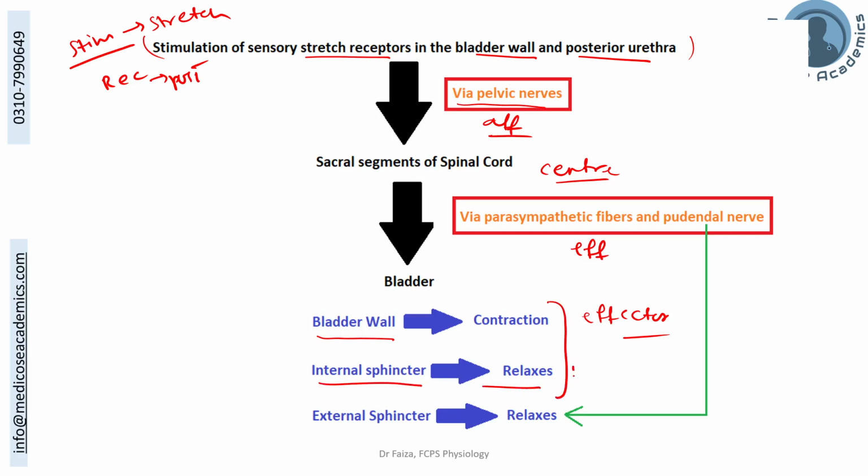internal sphincter. This is the parasympathetic impact, which is going to facilitate the third part of micturition, that is expulsion of the urine out from the urethra.